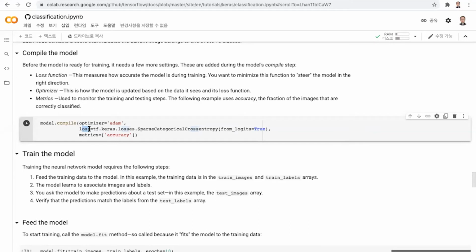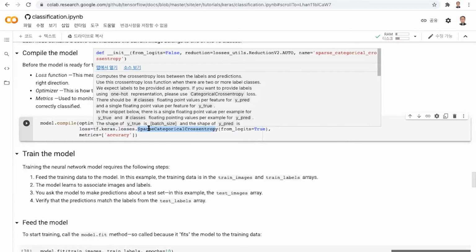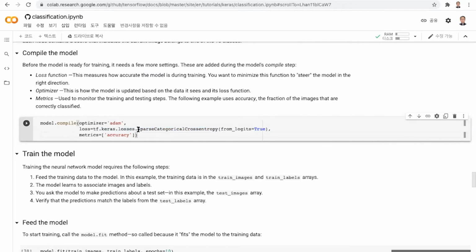It does not calculate the mean squared error. It does not calculate the mean absolute error. It calculates something different. And what is it? I will explain. Conceptually, this is similar to the mean squared error or the mean absolute error. But since this is a classification problem, they use a special loss function. And then there is one more thing, the metrics, and it says accuracy.